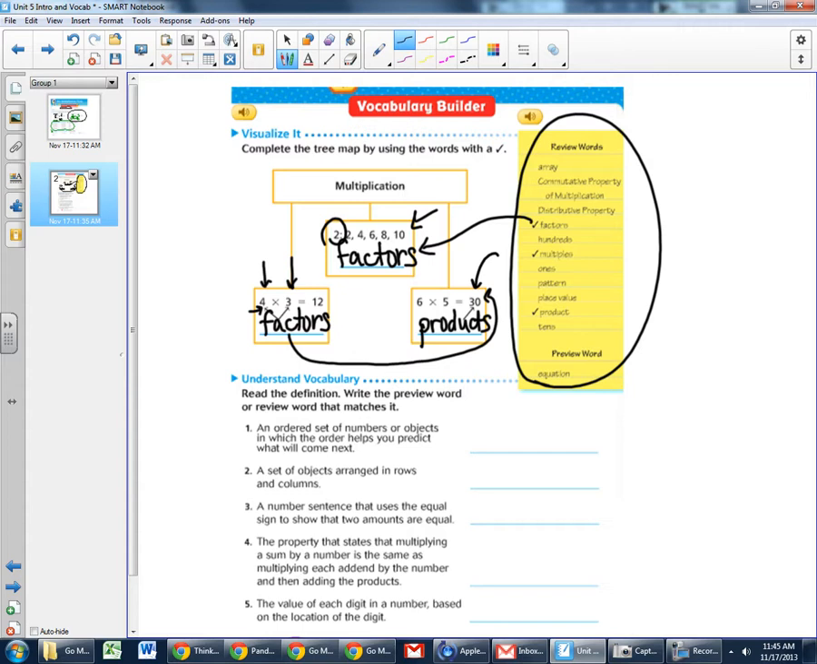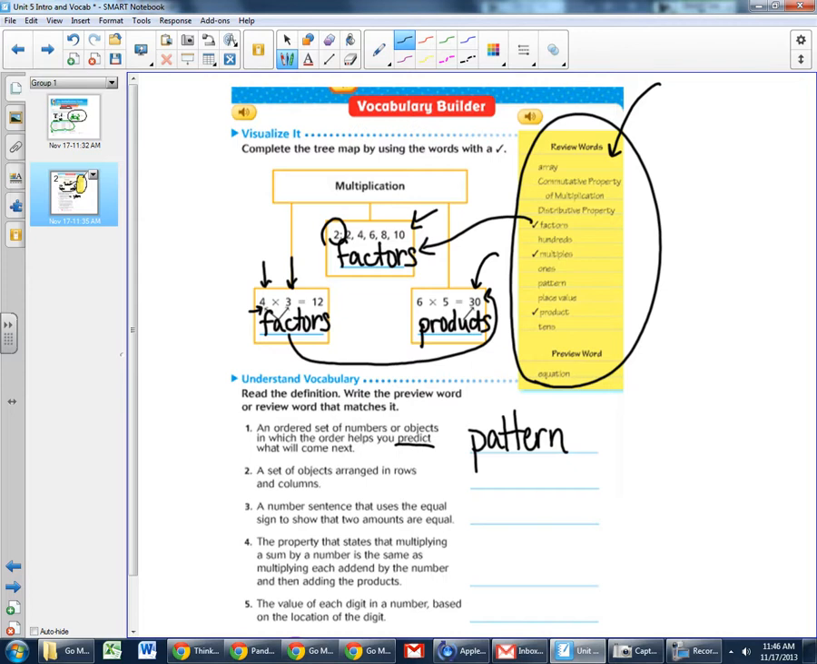An ordered set of numbers or objects in which the order helps you predict what will come next. So this is going to be your key word here, predict. So which one of these words is going to give you something that you can look at that is going to help you predict what comes next? And that is going to be a pattern. Go ahead and fill that in.